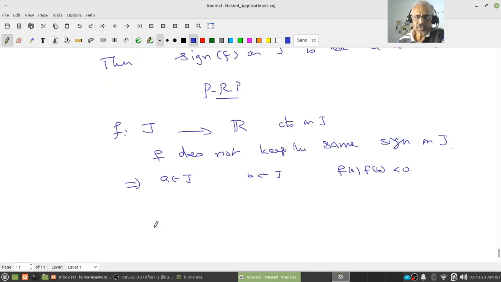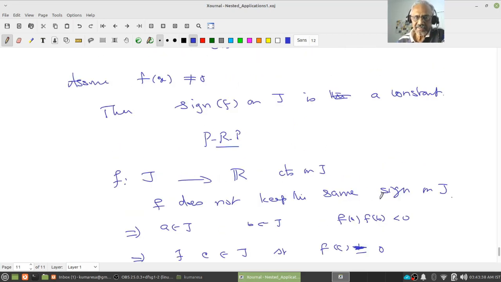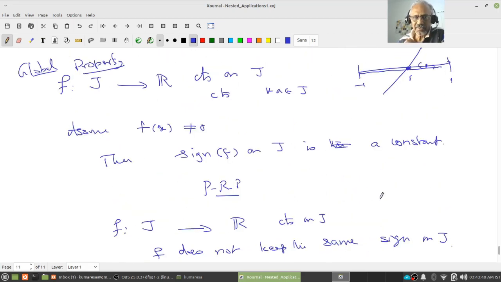So what I would like to say then is that there exists a c in the interval J so that f(c) must be 0. Think logically. This kind of logical thinking is what is missing. You should learn from my foundation course. What did I say? If for all x f(x) is non-zero, then it retains the same sign. So if it does not retain the same sign, then what does it mean? Logically, there should exist some x so that f(x) is 0.